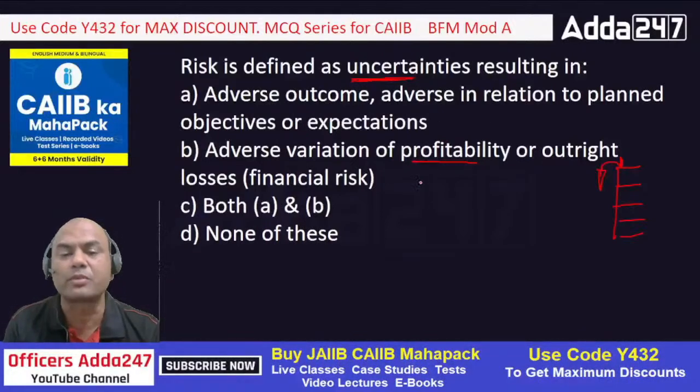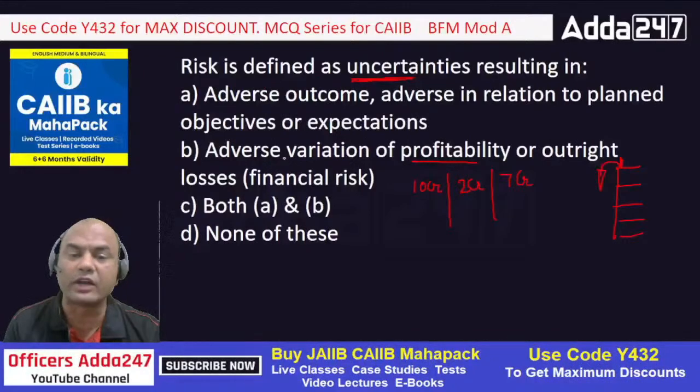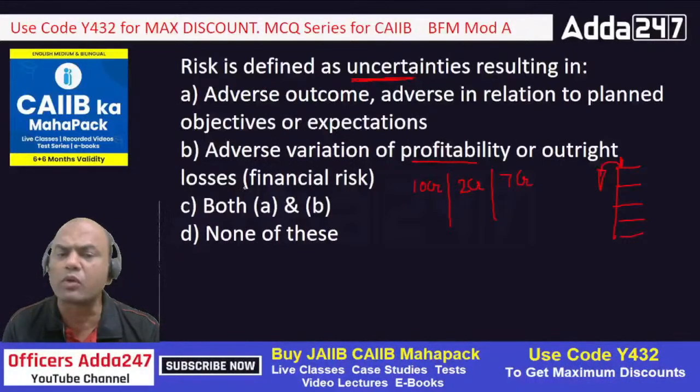Suppose one year I am getting a profit of, let's say, 10 crores. Next year I am getting a profit of, let's say, 2 crores. The third year I am getting a profit of 7 crores again. This is known as variability. There is nothing constant over here, so this is basically uncertainty. So risk is defined as adverse variation of profitability or outright losses.